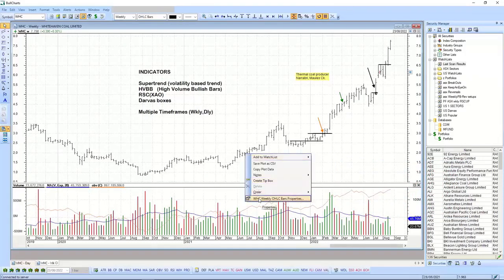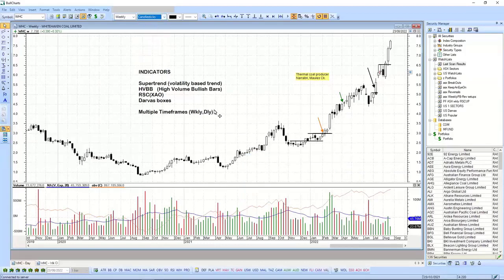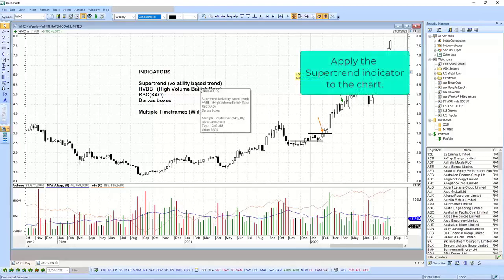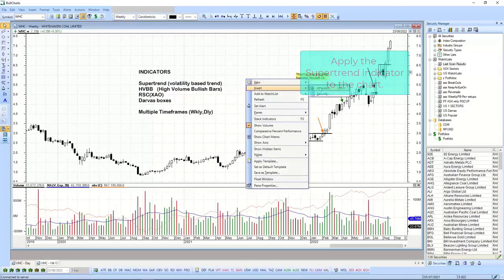I'm very much a candlestick person, so I like to see the candles. Even right there, they look so much better than the other price bars. The up bars are hollow, and the down bars are coloured. Now the Supertrend indicator, I mentioned it was a volatility-based trend. So as soon as price moves, I can insert the indicator.